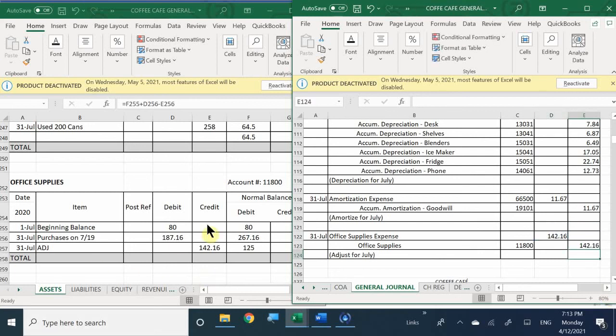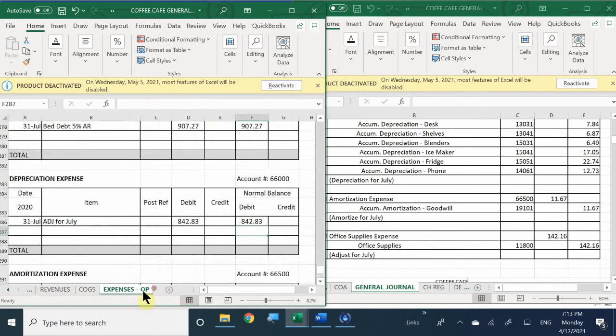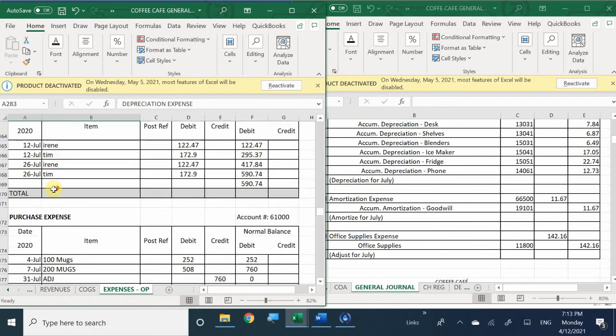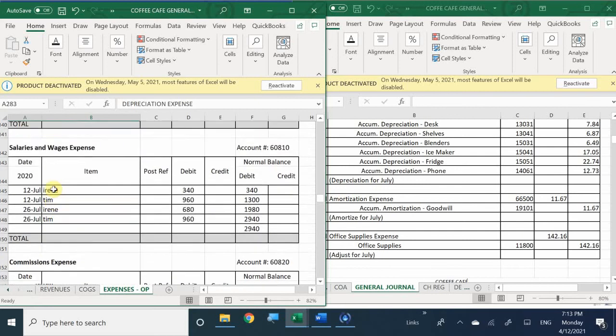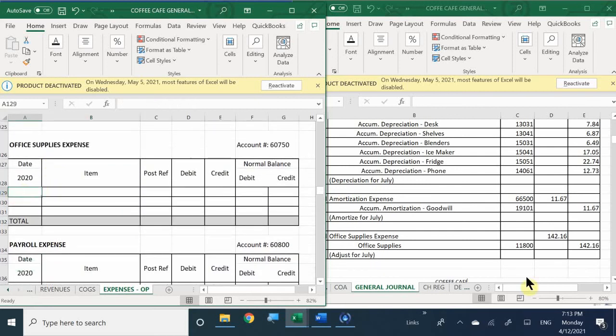So once again, since I've already plugged in my numbers to figure it out, I have my journal all done. So now I'm going to go ahead and locate my office supplies expense, which should be before payroll. Okay, here we are, office supplies expense. I'm going to write adjust, and we're going to debit 142.16.